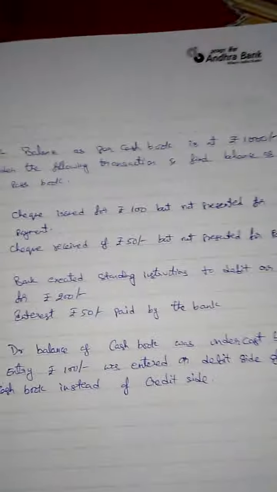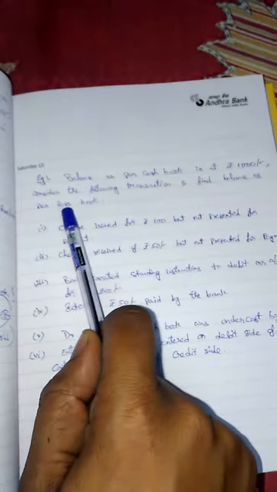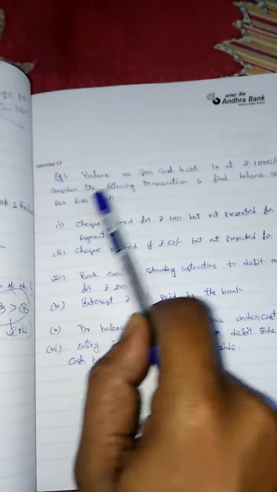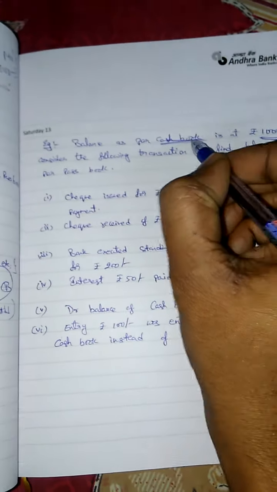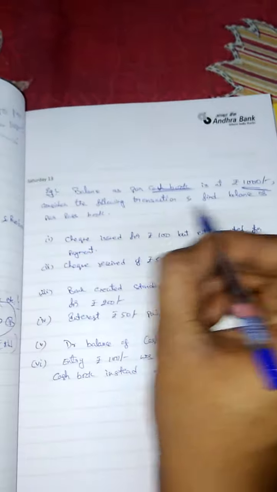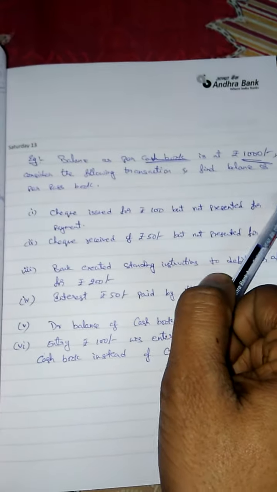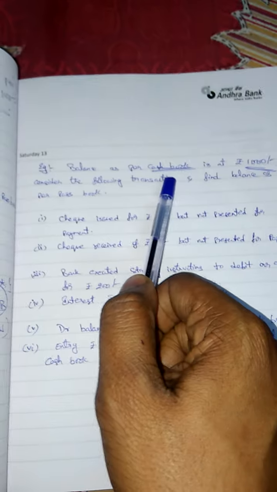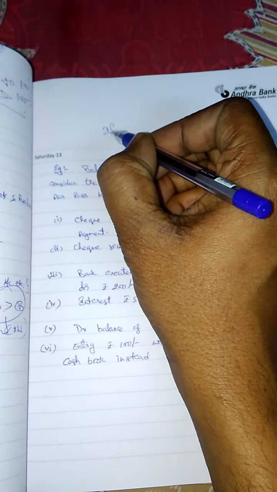See, he has given that balance as per cash book is 1000. Consider the following transactions and find balance as per passbook. Now, opening balance is given as per cash book and there is no word of overdraft in the question, so it is a favorable condition. So given book is cash book. In favorable, if given book balance is more, subtract.